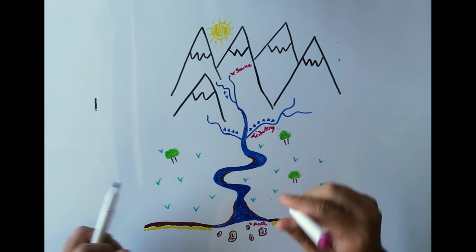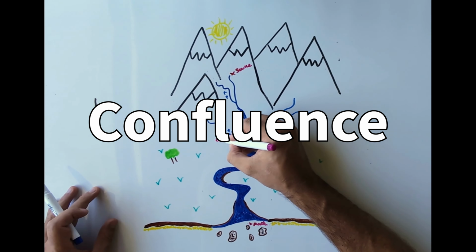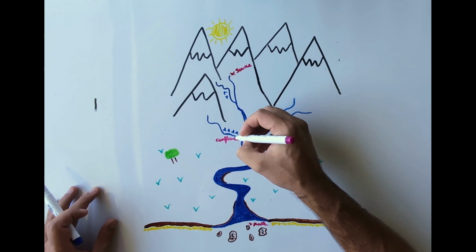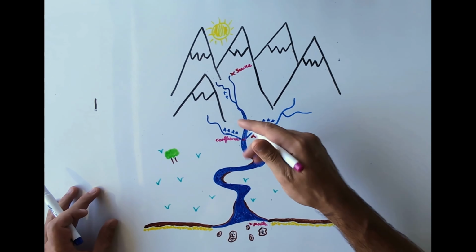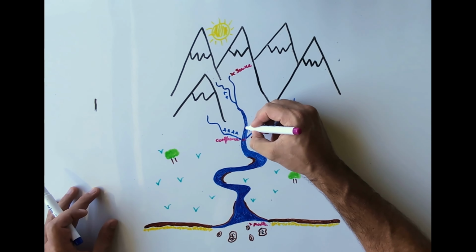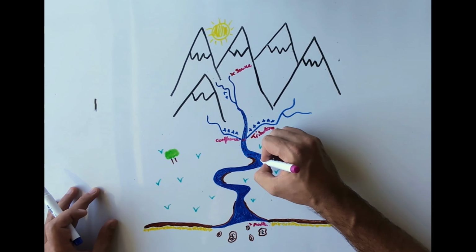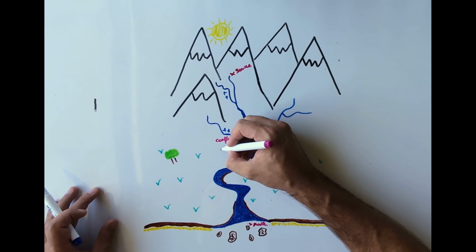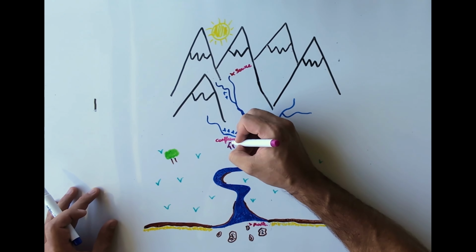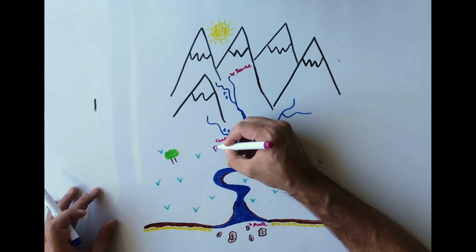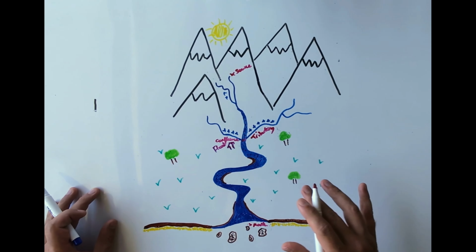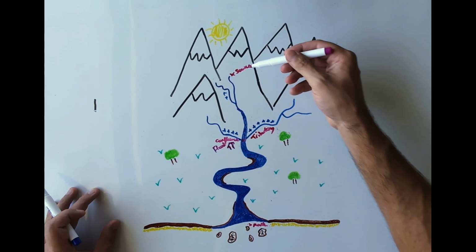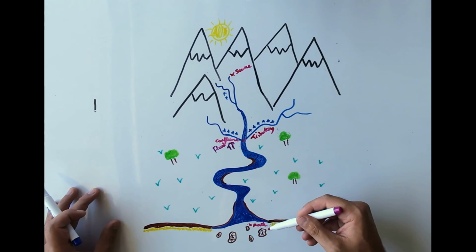We also have a confluence. A confluence is where a tributary meets the main river channel. So this is our main river channel, and the tributary is where they meet. You have a house here, very high risk of flooding, so your insurance is going to be very, very high. Okay? So far we've got source, tributary, confluence, and mouth.